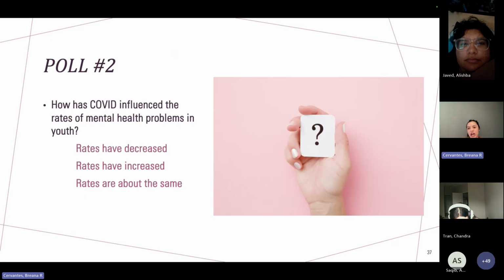Okay, poll for you all. You can put it in the chat or say it out loud. What do you all think? How has COVID influenced the rates of mental health problems in youth? Do you think it's decreased, like gone down? Do you think it's gone up? COVID was 2020 and kind of carried out a little bit longer. So what do you think has happened since then? Are they staying the same?